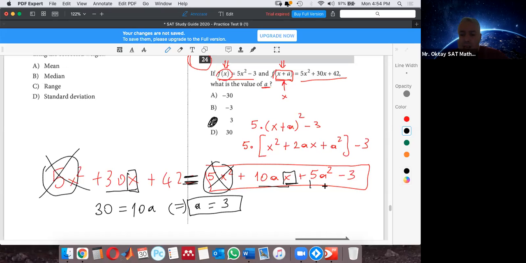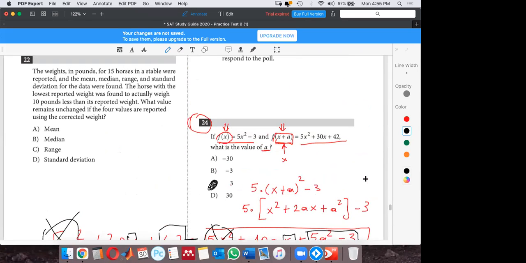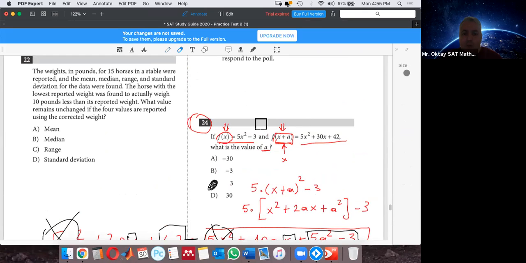To check ourselves, without x, this number, without x, this number. So let's check it. 5 times 3 squared minus 3. It must be 42. 5 times 9 minus 3, 45 minus 3, which is 42. That means we are right. Is it okay now? What did I do? One more time.